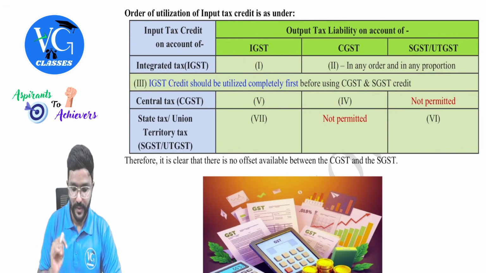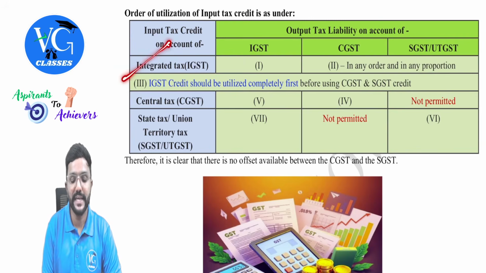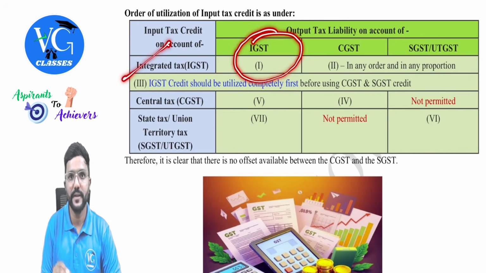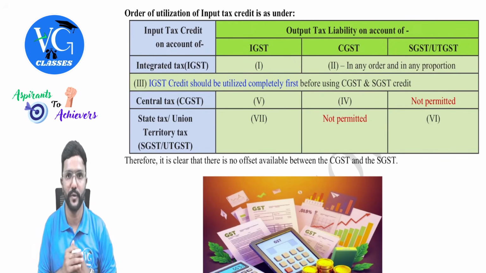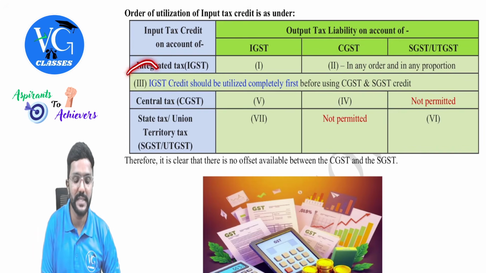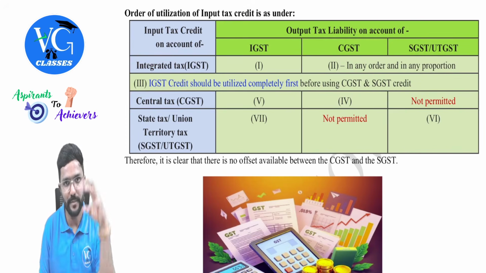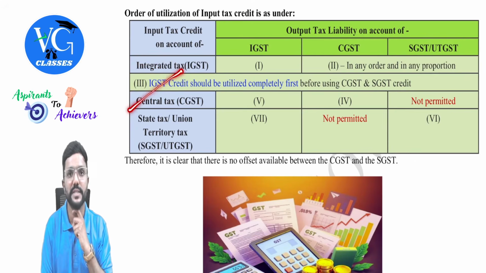First, I repeat, IGST credit has to be used against IGST liability. If still anything is pending, it can be used against CGST or SGST liability, in any order, in any proportion. Only once IGST credit is fully utilized, that is, it has come to zero, can we go ahead and use CGST and SGST credit.